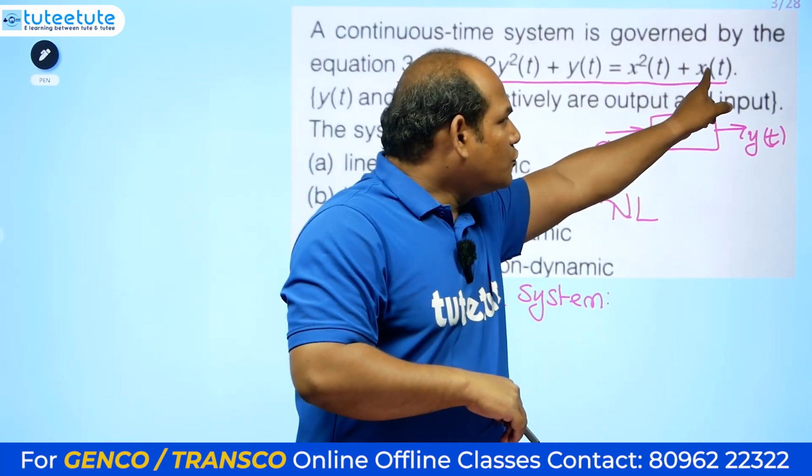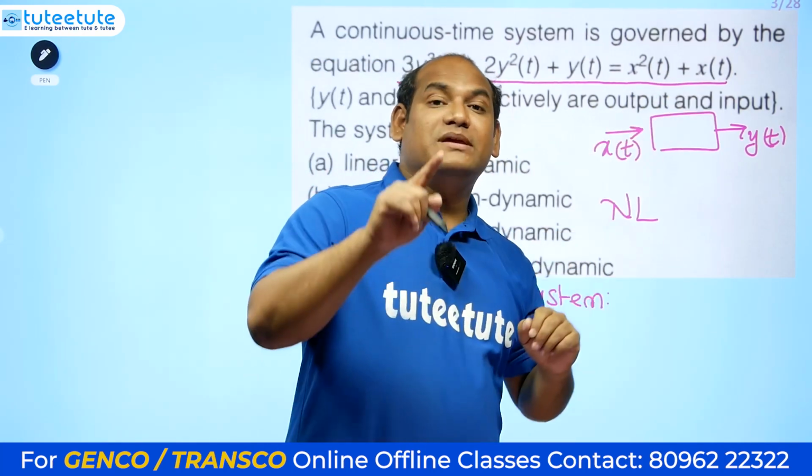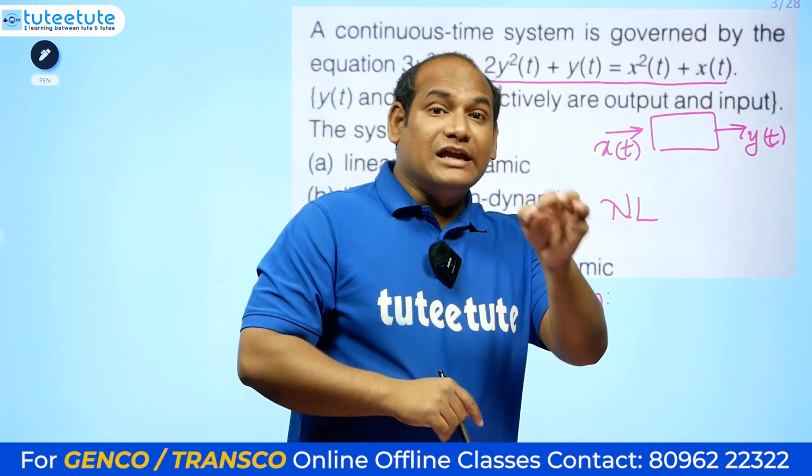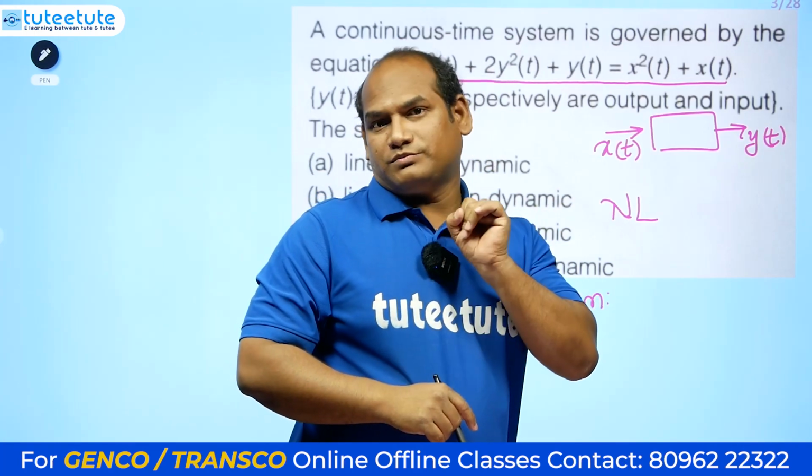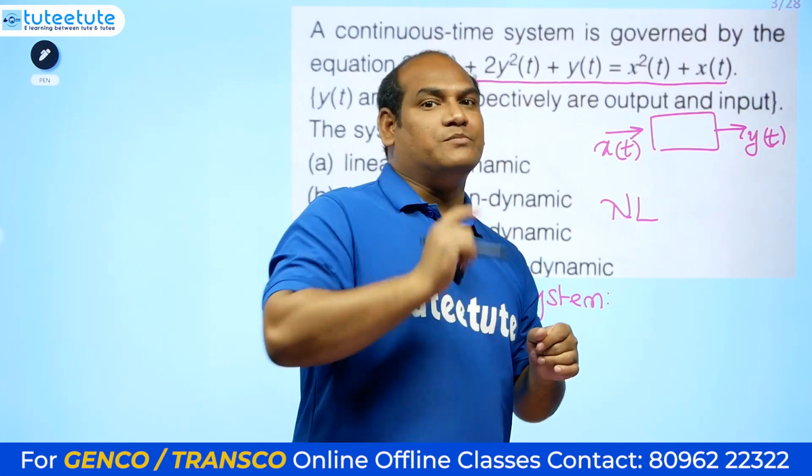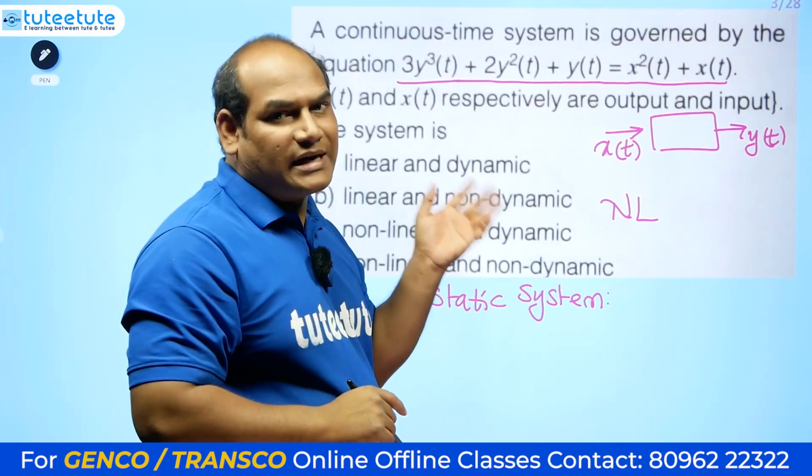For example, here if you have x of t minus 1, then that means 5 minus 1, so the input is required at t equal to 4. That means that is the previous input. So like this we can understand.